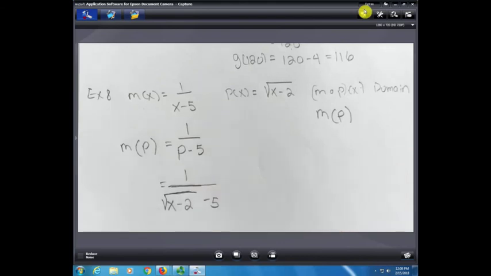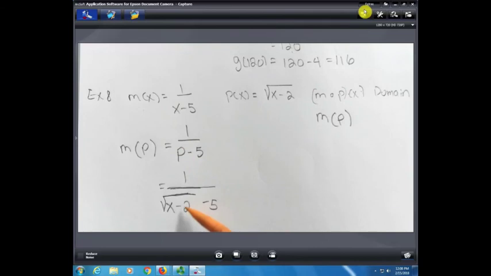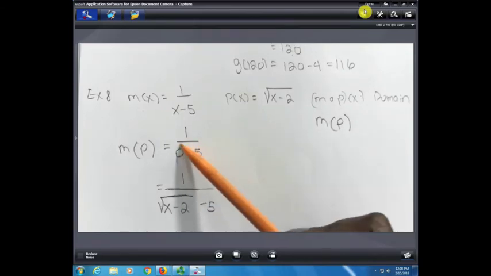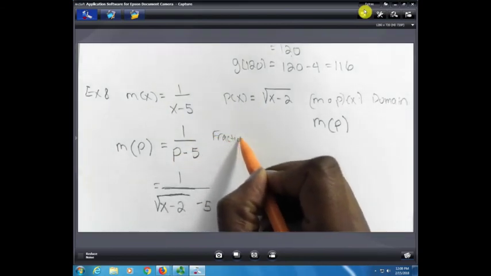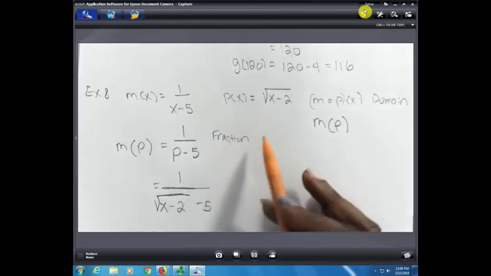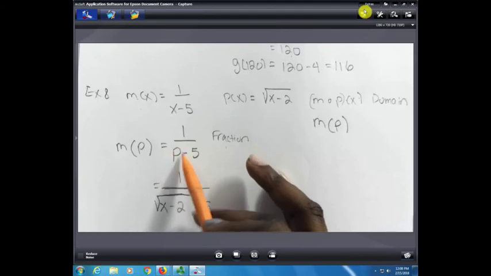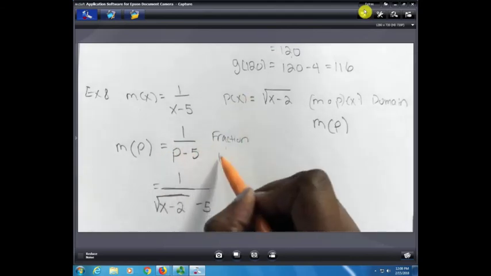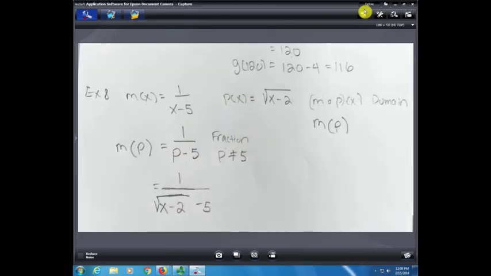Now, let's look at this. From the very beginning, before we actually added in this p function, this was a fraction, right? My fraction cannot equal 0 in the denominator. So before I even put in this p, I know this p cannot be 5. So that's one part of it.